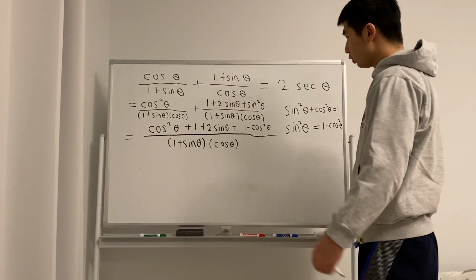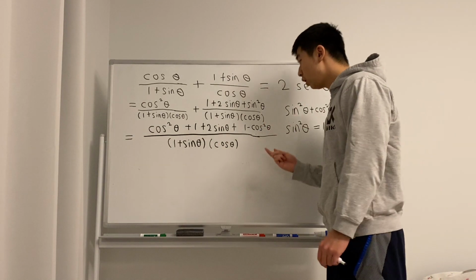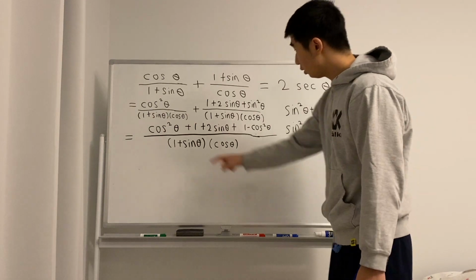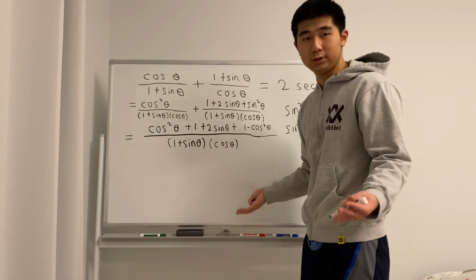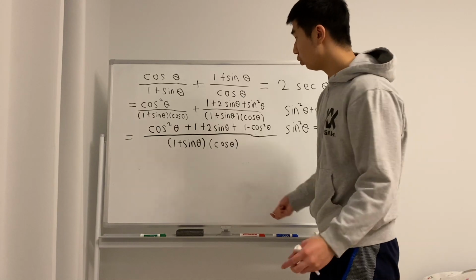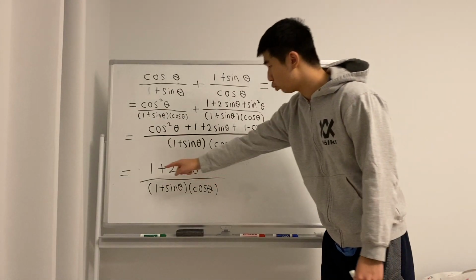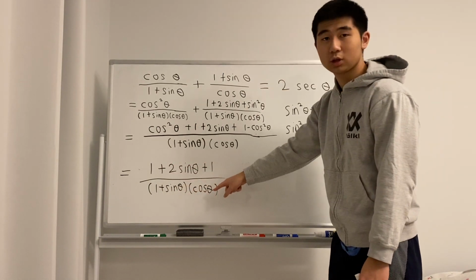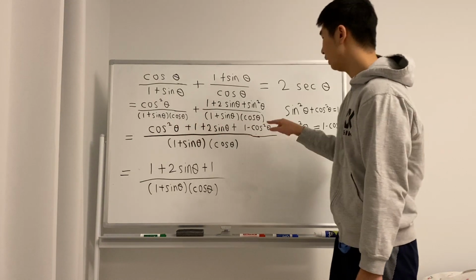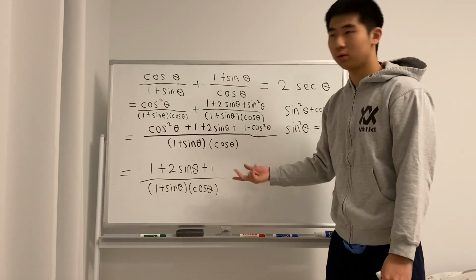Okay? So now that we've gotten rid of the sine function, or one of the sine functions, notice how cos squared theta minus cos squared theta, that just cancels out. So we can rewrite this now. We can rewrite this as 1 plus 2 sine theta plus 1 over 1 plus sine theta times cos theta, because the cos squared thetas cancel each other out, because cos squared theta minus cos squared theta is just 0.